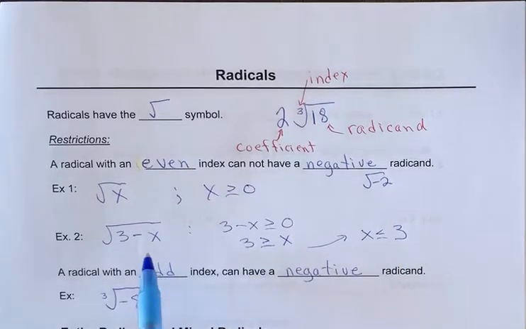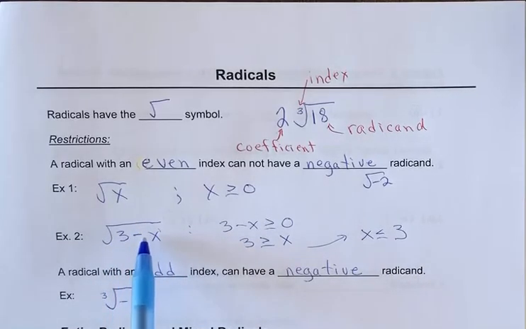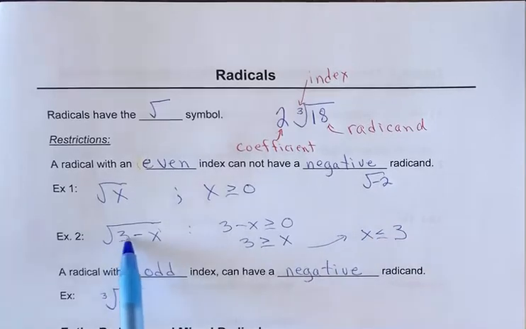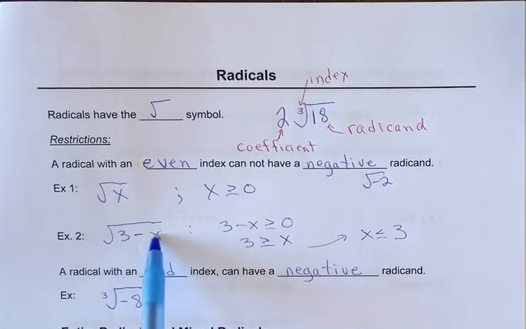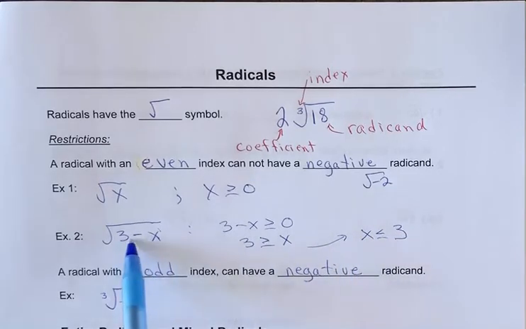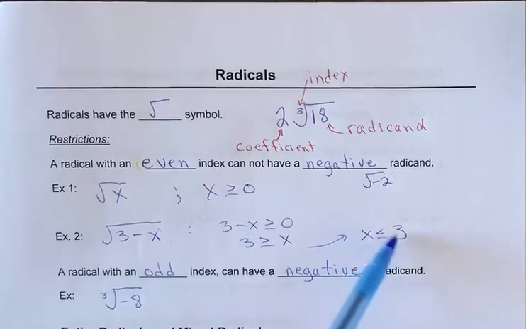So that would mean that any value I choose for x has to be less than 3 to keep this radical positive. So for example, if I picked 2, which is less than 3, 3 minus 2 still gives me a positive number of 1. If I picked a larger number, so for example, I picked 4, 3 minus 4 would give me -1, so that would not meet the requirements for the x value. So that's why we have restrictions.